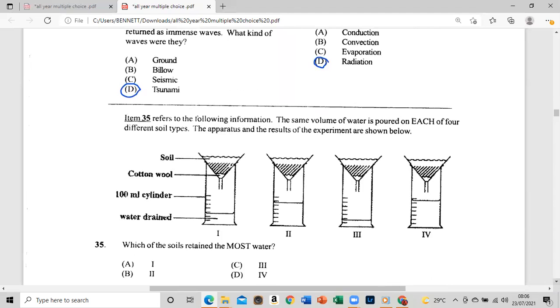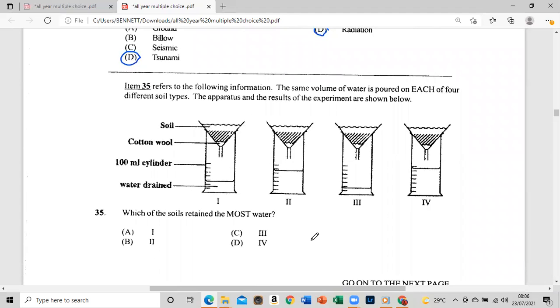Going on fine, we're going on fine. Number 35 refers to the following information. The same volume of water is poured on each of the 4 different soils. The apparatus and results of the experiments are shown below. Which soil retained the most water? Well, that would be the one with the least coming through, which is this. So it's 3, and the answer is C.